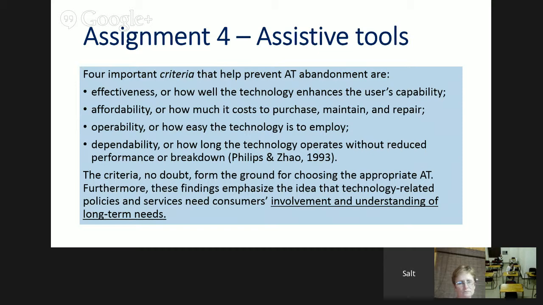And then also dependability: how long will it operate, when will it need to be replaced, and how is it updated? Look at those issues as well, so that the technology is not abandoned within the school context.